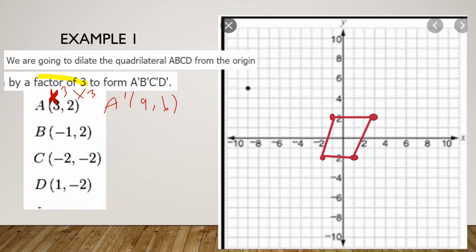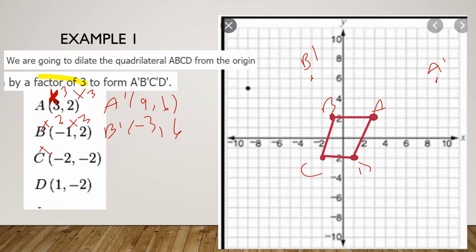If we multiply both by 3, A prime would then be 9. 3 times 2 is 6, so it would be 9, 6. We plot over 9, up 6, and that would be our A prime. This was our A, B, our C, and our D. Same thing to do B, we're going to multiply everything by 3. So B prime would be -3, 6. So we would have -3, up 6, and that's our B prime.